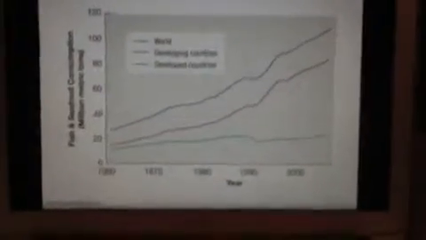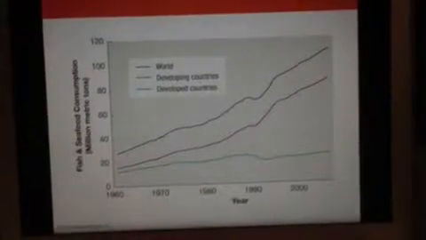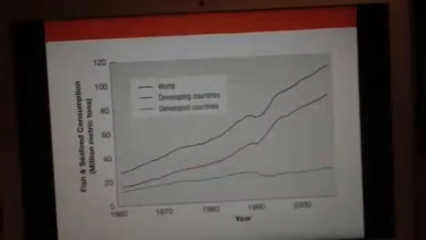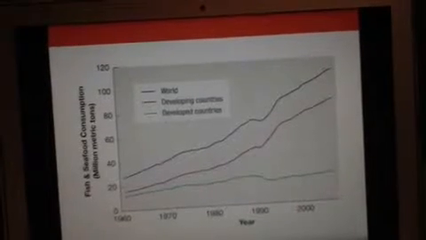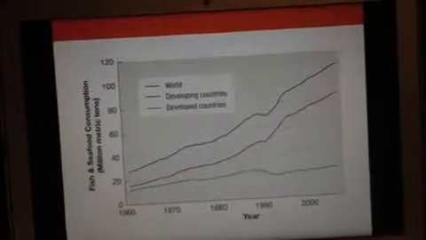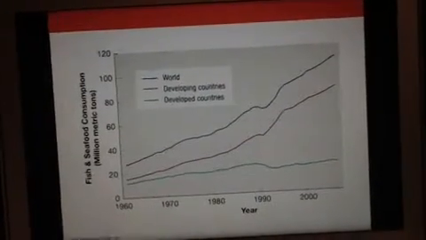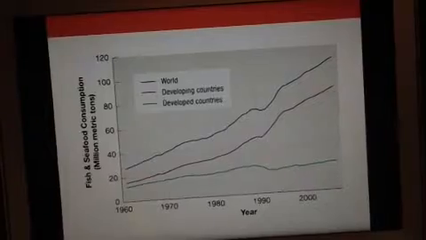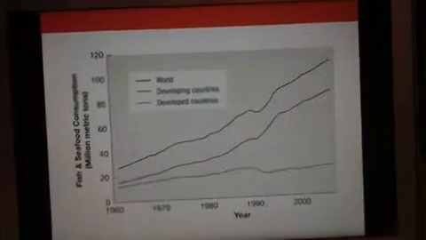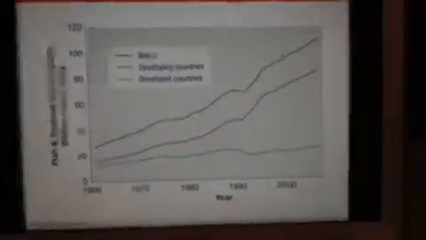Okay, so fish and seafood consumption, you can see how it's gone way up from 1960 to 2000 in the world. You can see the world line is from say 27-ish up to maybe 110. And then in developing countries, it's gone from about 17 to 83. Whereas in developed countries, it's still rather low. So developed countries are not consuming fish and seafood at the same rates that the world and developing countries are. Something to think about.